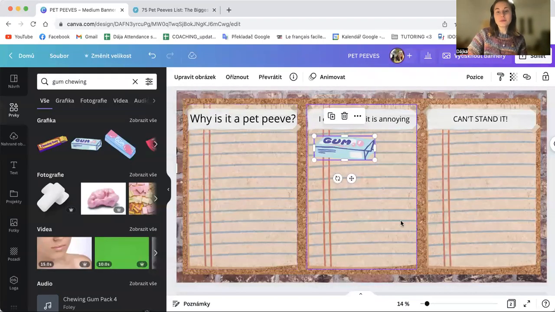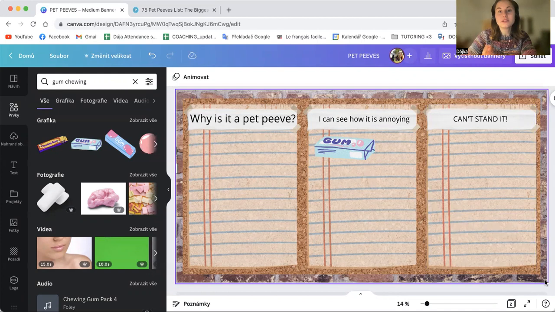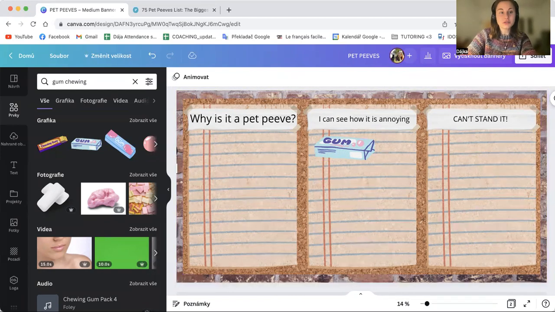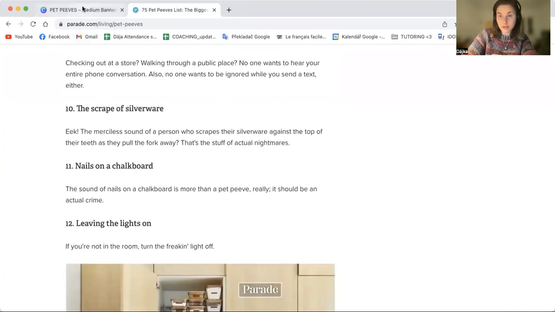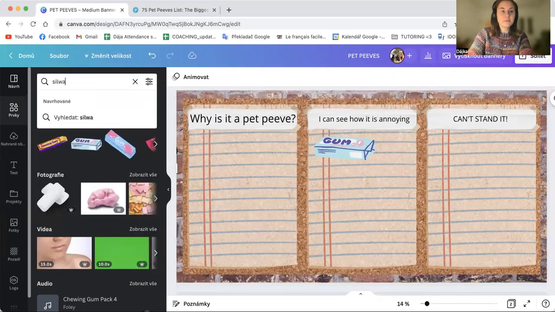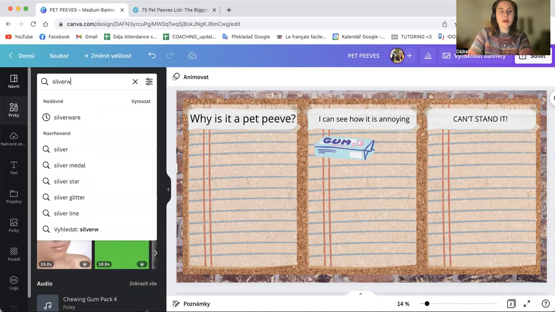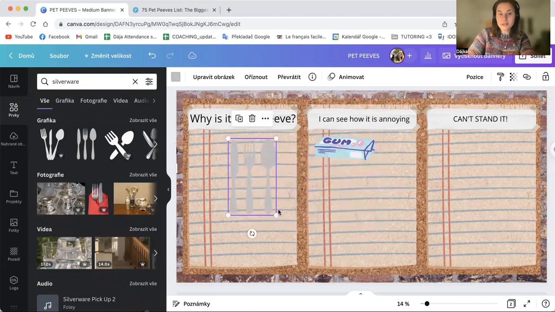And once you are done, you can screenshot the board and put it into the document or somewhere the student can access it, so that they can practice the vocabulary based on the pictures. So you know, when you would put scrape of silverware, they often don't know what silverware is. So I explain silverware. It's cutlery actually. So that's a new word for them.